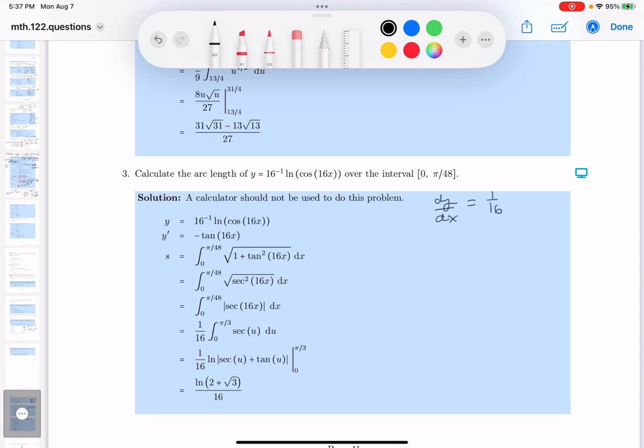It's chain rule now, so the derivative of log is going to be 1 over its argument, times the derivative of its argument, which is going to be minus sine of 16x, times the derivative of the inside, which is 16. Again, it's in your interest to simplify these. This will be minus, the 16 cancels, and you're left with sine over cosine, which is tangent.